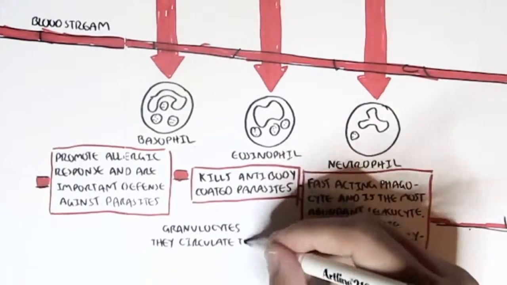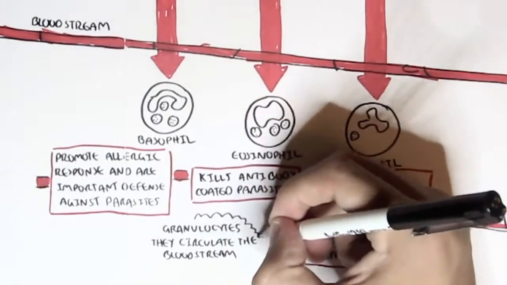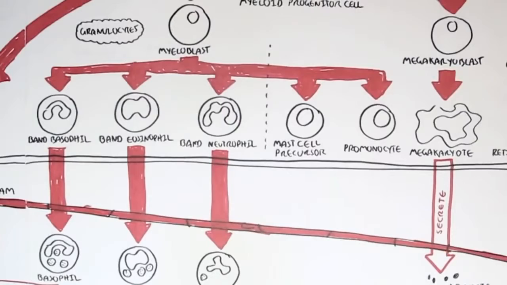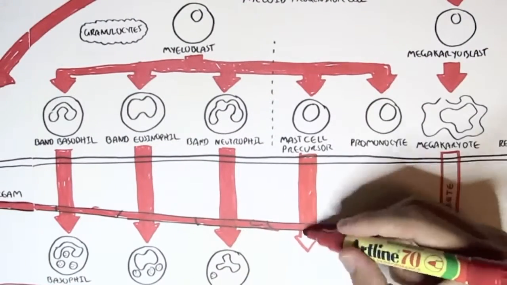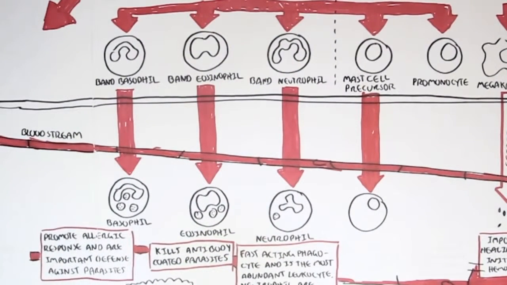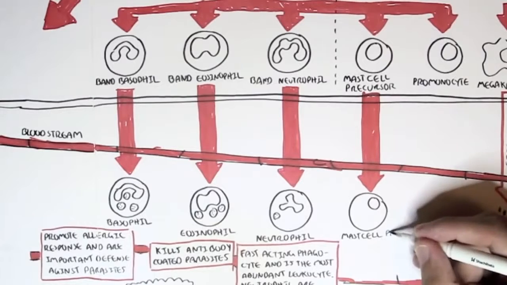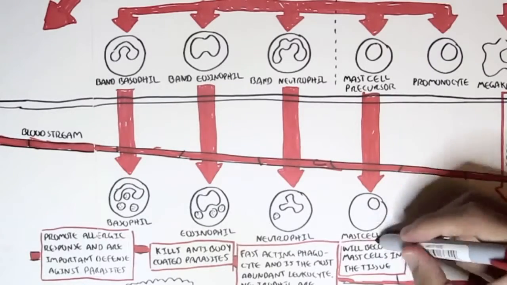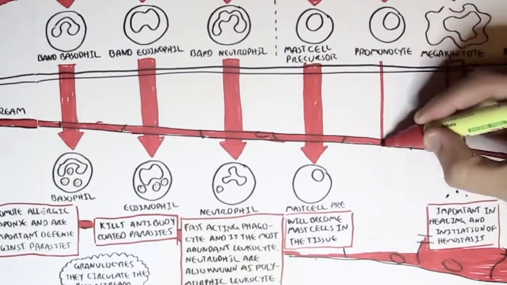And these granulocytes typically circulate through the bloodstream and essentially wait for a particular response or chemicals to signal them to go to an area where they are needed. Now, the non-granulocytes, the mast cell precursor, when it leaves the bone marrow, will still be a mast cell precursor, but it will become a mast cell once it enters tissues. Mast cells, interestingly, also contain granules, but they are not part of the granulocyte group. Why? Well, it's because mast cells do not circulate like the basophils, eosinophils, and neutrophils. They stay in the tissue.